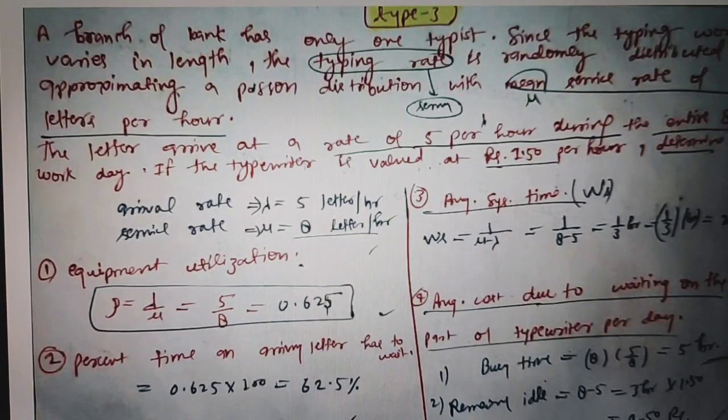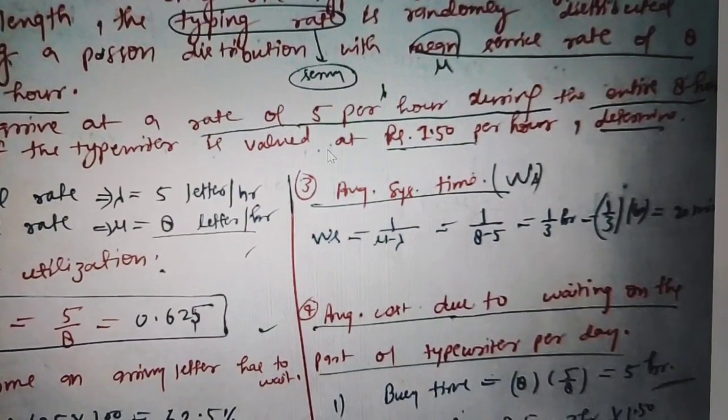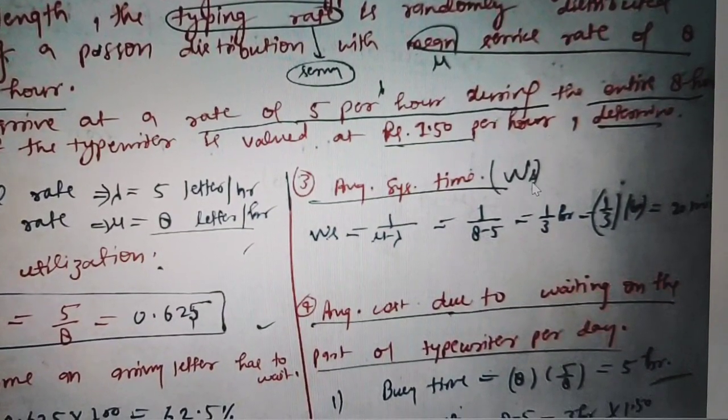Then the third thing is simply the average system time, that is Ws. So what is Ws? Simply use the formula for model 1. Ws is nothing but 1 by mu minus lambda. Put in the values of lambda and mu, that is lambda is 5 and mu is 8, so it will give 1 by 3 hours. Converting into minutes, it will be 20 minutes only.